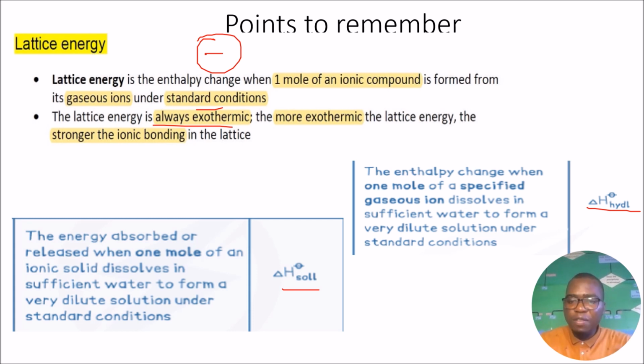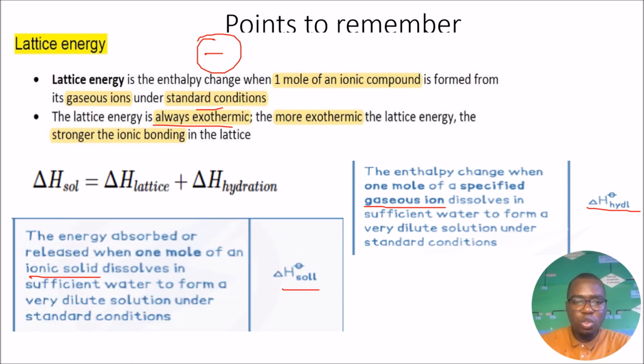These two involve addition of water. The difference is that for the solution, the water is added to the ionic solid. But for the enthalpy change of hydration, the water is added to the gaseous ion. Please take note. In solution, we add to the ionic solid. In hydration, we add to the gaseous ion. Let's go straight into the examples.